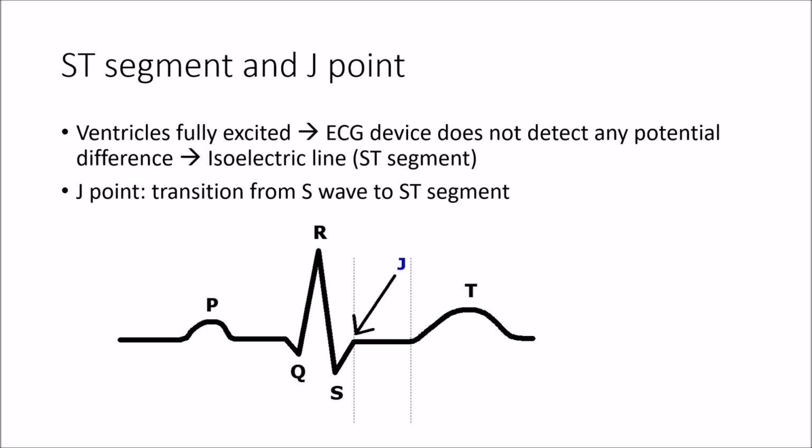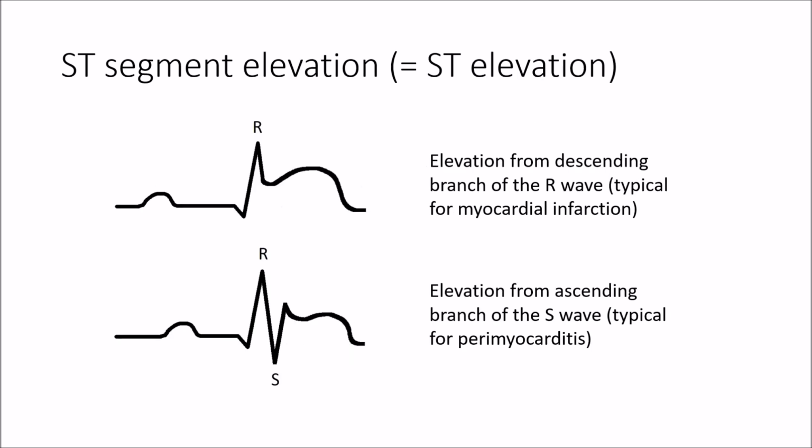After both ventricles are completely depolarized, we see the ST segment. The point at which the QRS complex merges into the ST segment is called the J point. This point is usually located on the isoelectric line. If the latter is not the case, we speak of an ST segment elevation.